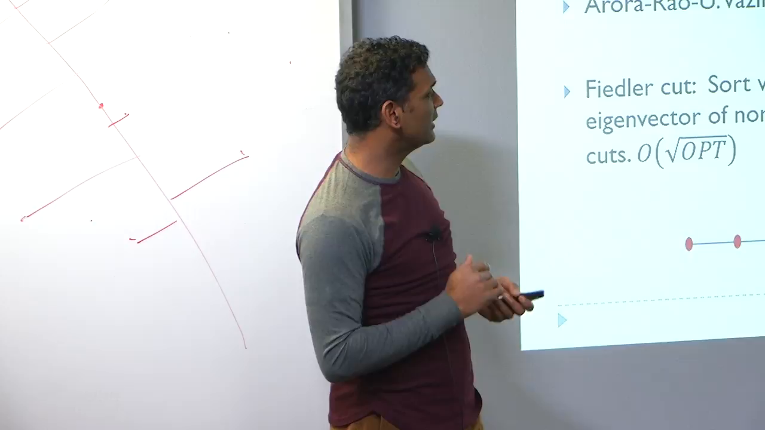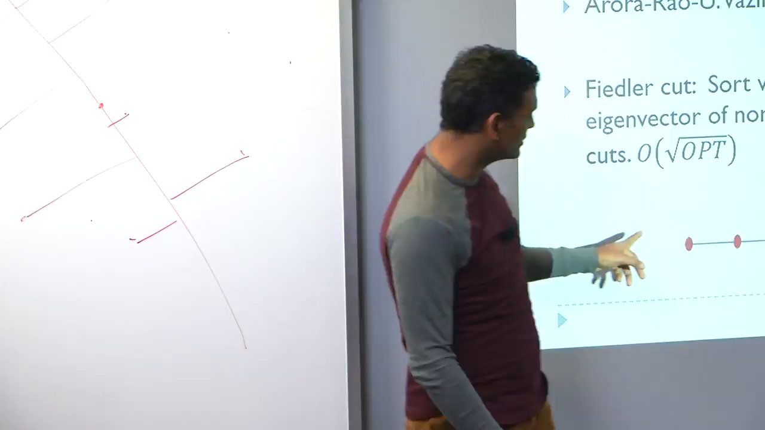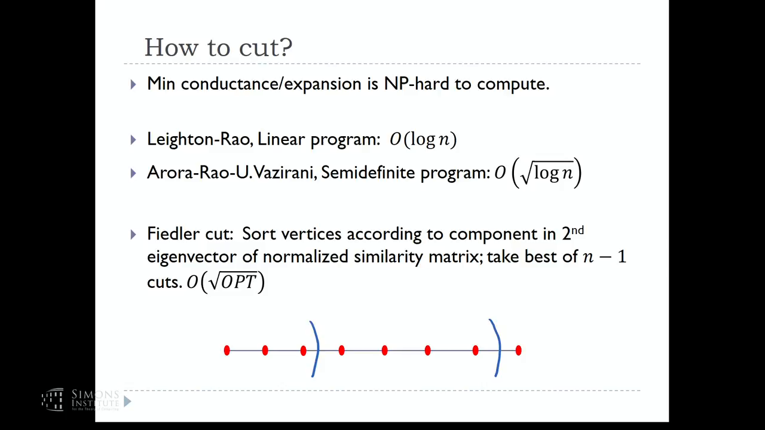And in any case, you sort by the value of the component in this eigenvector. So this is the sorted order, the smallest to largest, say. And that suggests n minus 1 possible cuts. Take the best of those. Just take the best of these cuts in this order, and that already gives you a square root of opt. It can't be any worse than that.